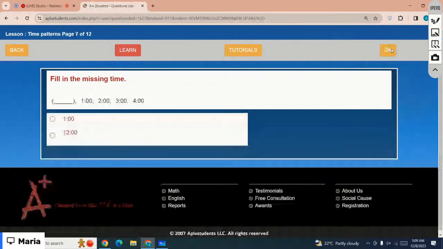Okay, the next one is fill in the missing time. Which is the correct option? Very good. That is 12. The correct option is 12.